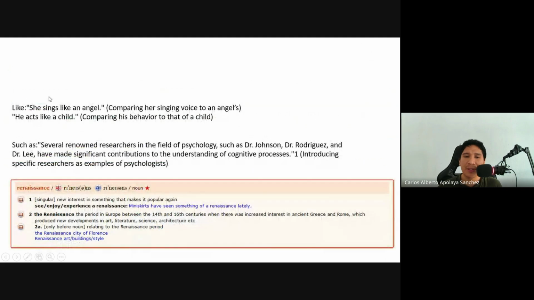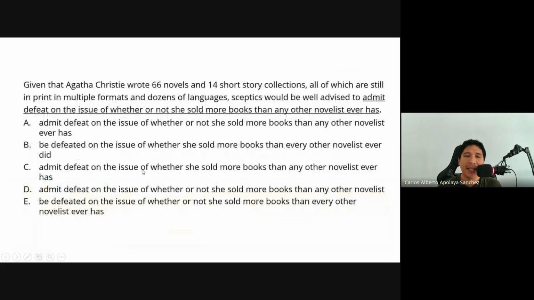I just wrote some exercises here, and I love this word: renaissance. You see, this is the schwa. It's a long era in the past, a period in Europe. A very advanced word, a C2 word. Okay, let's continue. Next part.